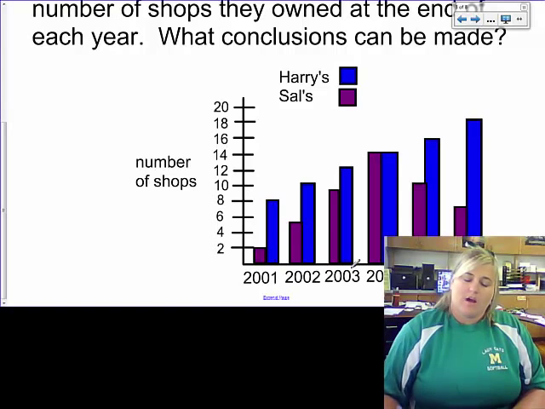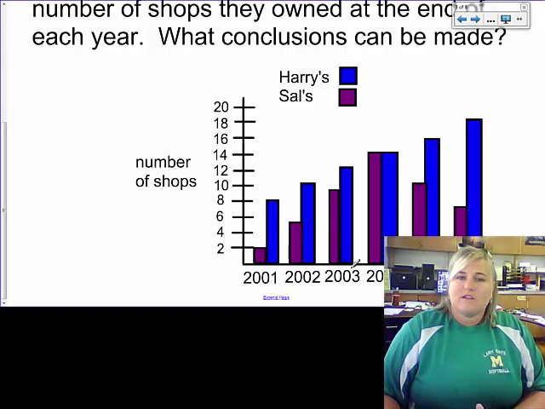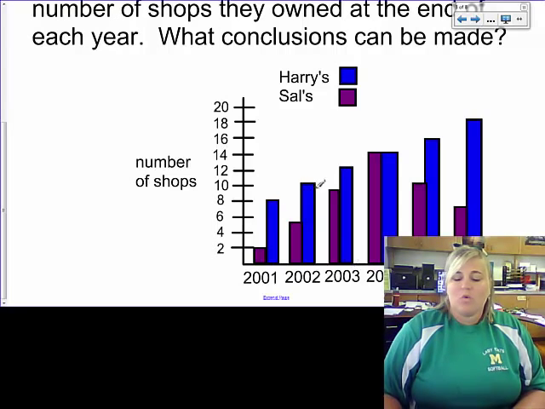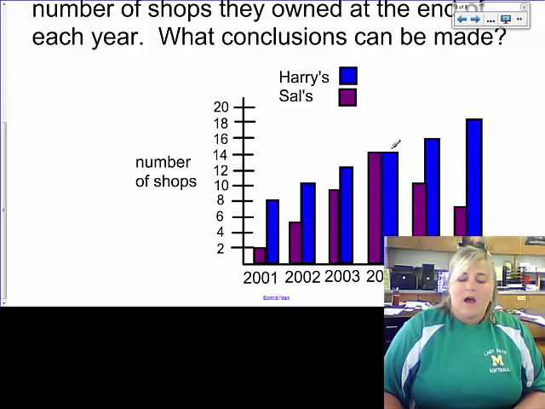Okay, so looking at the graph, what kind of things do you see? I want you to pause the video and write down some things that you see. So some things that I see when I look at this graph is, first of all, I see that Harry very quickly has more shops than Sal in every year except for 2004, where they are the same.